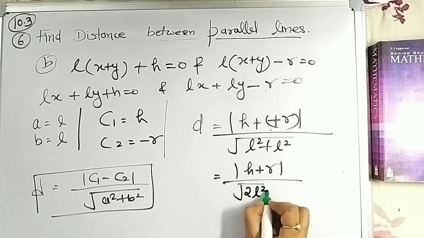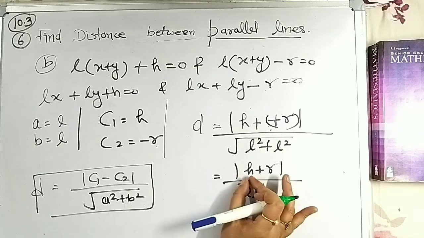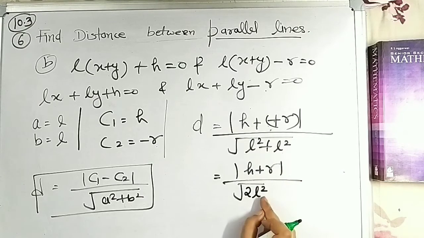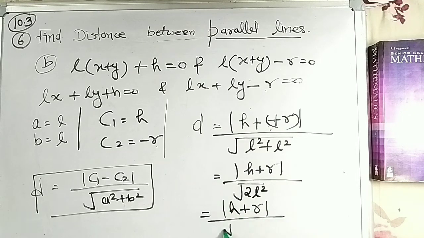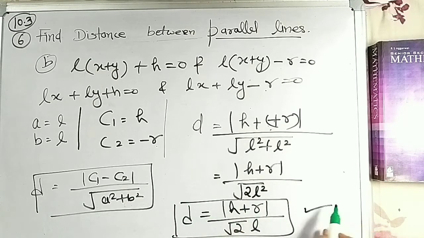So it will be 2 L square. Guys, we can't remove the mod here because I'm not sure what the values of h and r are. So we will leave it here. Only L square will get out, and my final answer will be mod of h plus r by root 2 times L. Why? Because L square will get out. So this is my answer. Okay, I hope you got it.